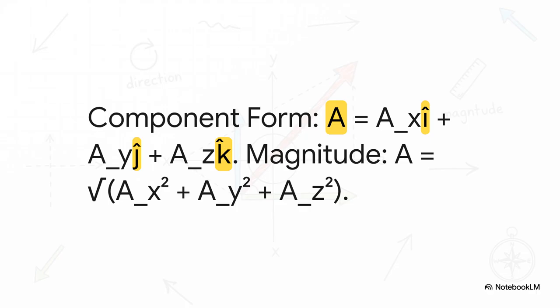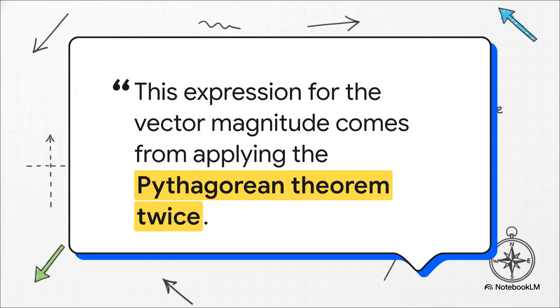A 3D vector is just the sum of its x, y, and z components. And the magnitude? You guessed it. We just add the z component squared under the square root sign. The logic that we built up so carefully in 2D scales up perfectly to 3D. It's so elegant. And here's a great little insight into why that formula works.